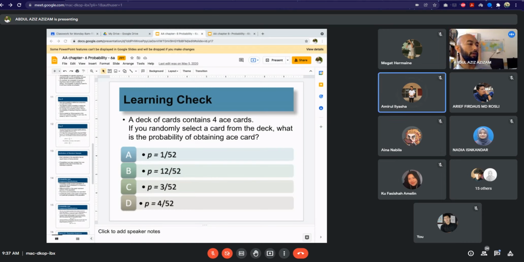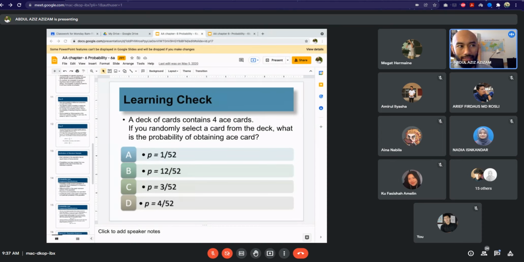A, B, C or D? D sir? Bukan D. Ada jawapan lain? Saya rasa macam A. A, macam mana kita dapat A sebab dia nak ace card. Ace card, ace ada 4.